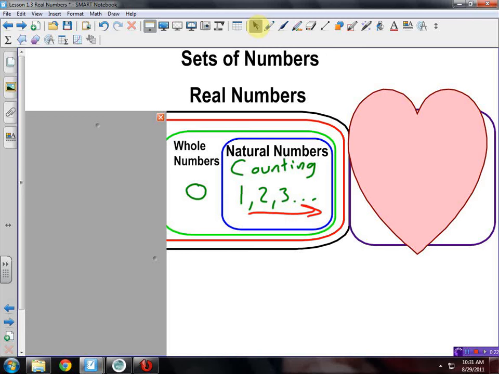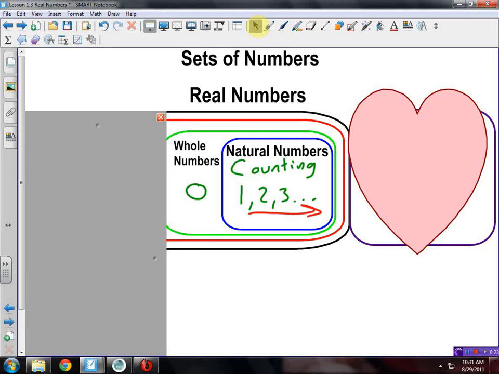Yeah, it means that they're all in that. What vocab word would that be? So if whole numbers is a set, what is natural numbers? Subset. There we go. So each one inside is a subset. Okay? So after you learn 0 and 1, 2, 3, 4, all the way up, what other types of numbers do you learn?